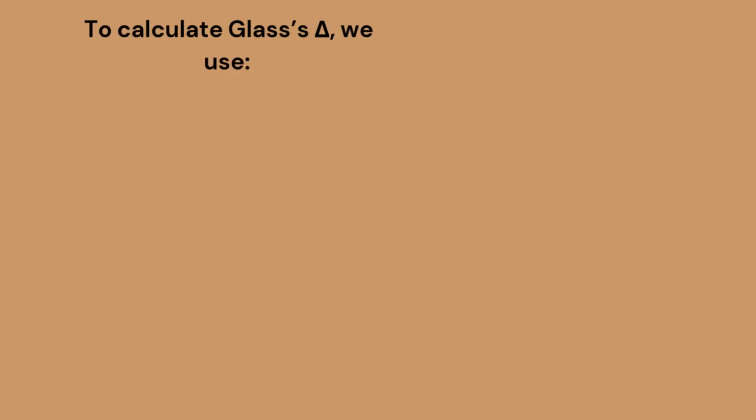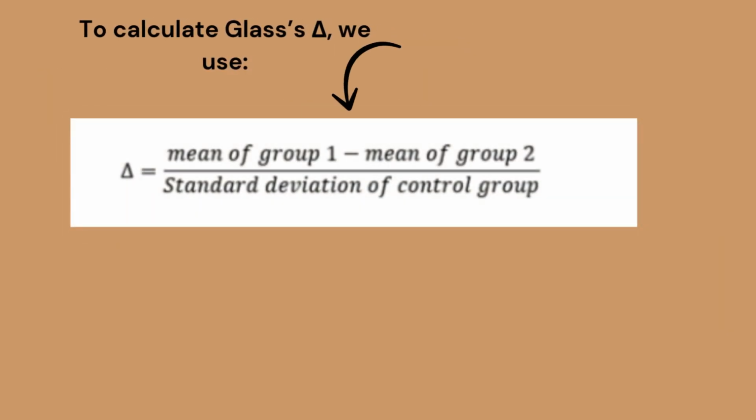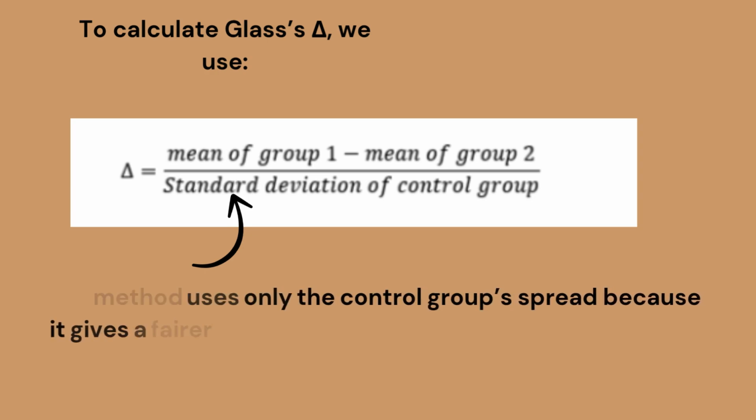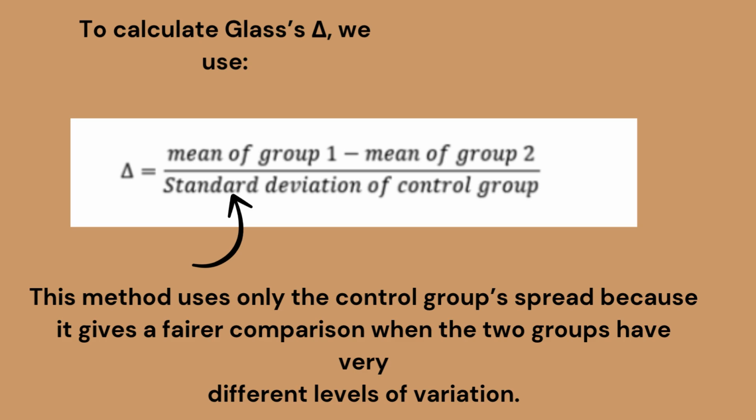To calculate Glass's delta, we use the average of each group and the standard deviation of the control group only, the group that didn't receive treatment. This method uses only the control group spread because it gives a fairer comparison when the two groups have very different levels of variation.